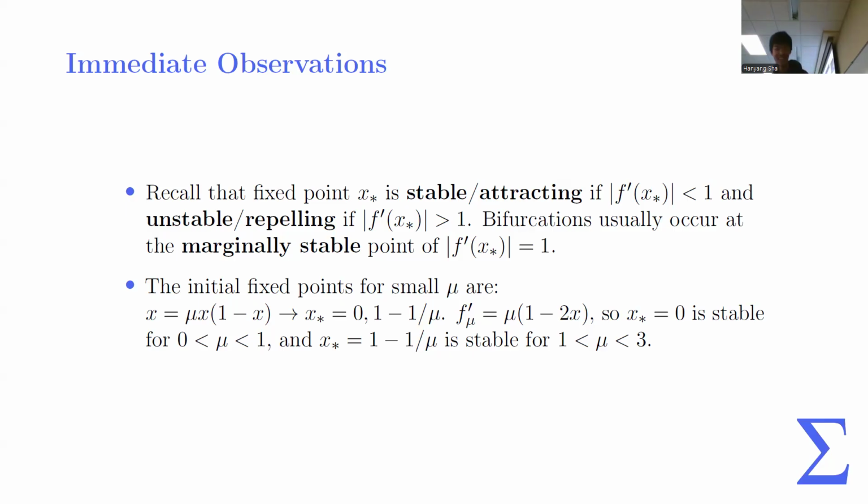And then we can solve for this, and we obtain that the fixed point is either 0 or 1 minus 1 over mu, right? And then we can take the derivative and see that 0 is stable for mu in 0 to 1, and 1 minus 1 over mu is stable for mu in 1 to 3. Also, feel free to stop me if there are any questions. Since there's only 2 people, I can answer many questions.